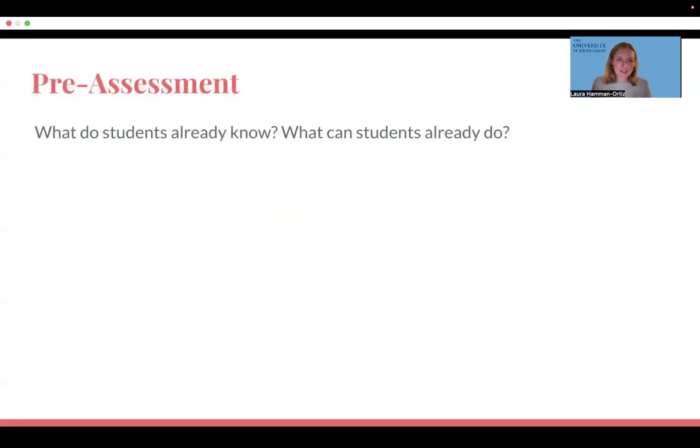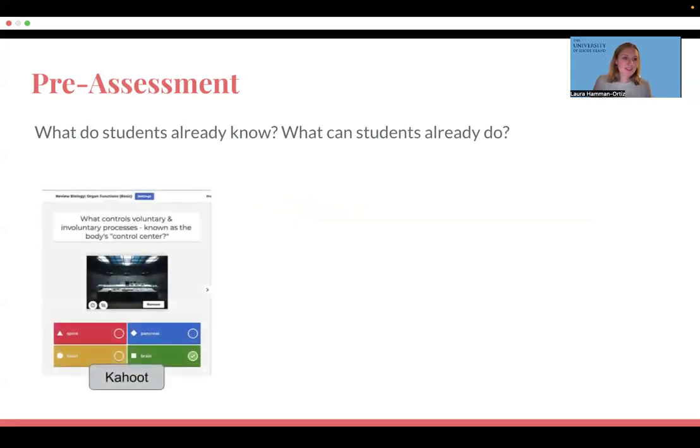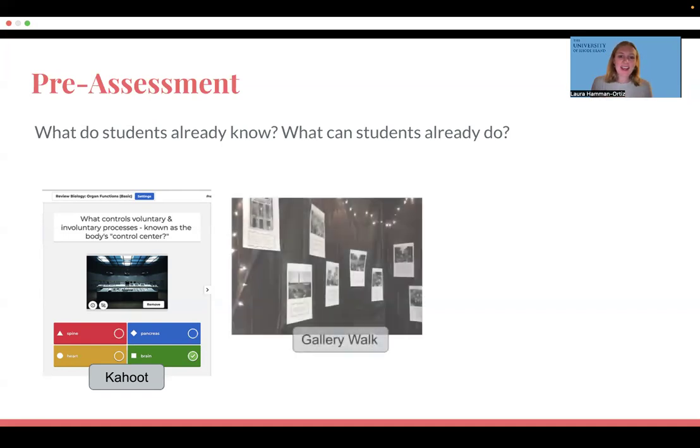So with pre-assessments, you want to know what students already know or can do. Some really easy ways to do that are through a quick quiz like Kahoot, which is great because it can gather information from individual students. So you have a quick record of what all of the students put into Kahoot, and you can just ask some questions to get a starting point for where your students are at.